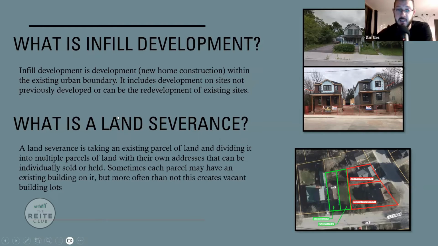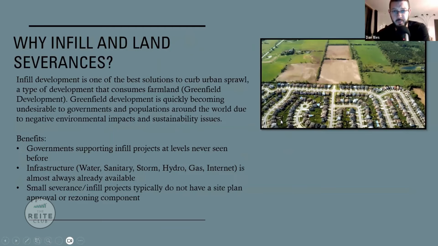When I say it may have an existing building on it, by that I mean sometimes there are instances where you might have a semi-detached building or a row of townhouses that are all on one title. There are instances where you can divide that up and have each individual unit be its own address, which always adds value.